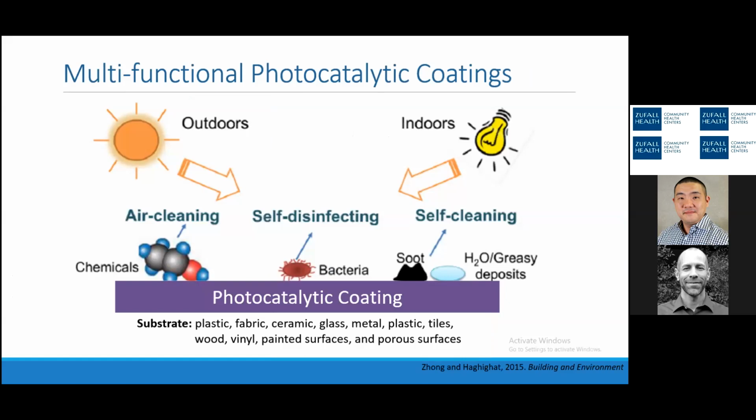Okay, I want to spend just the last few minutes talking a little bit about multifunctional photocatalytic coatings. These coatings basically utilize the same processes and mechanisms that we talked about in the PCO air purifiers, except that these are coatings that can actually be placed on surfaces, all types of substrates. It works for plastic, fabrics, glass, metal, painted surfaces, and porous surfaces as well. And these surfaces are self-cleaning. They are antimicrobial, and they actually clean the air as well, based on the same principles that we had discussed.